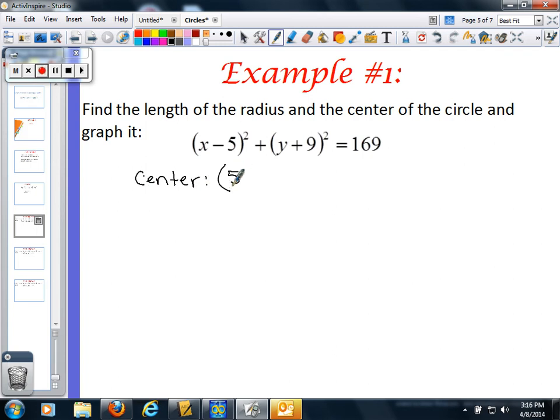So my h is going to be 5. K, this is y plus 9, so it needs to be y minus. So I've got to change it to negative 9. So it's going to be 5, negative 9.